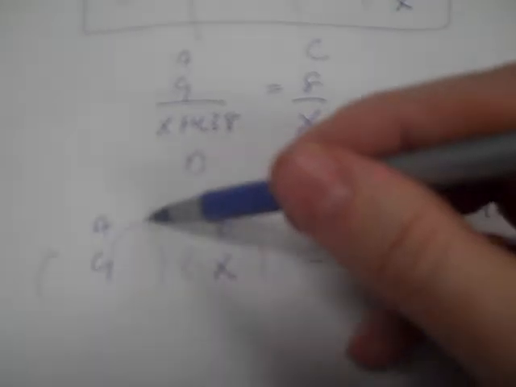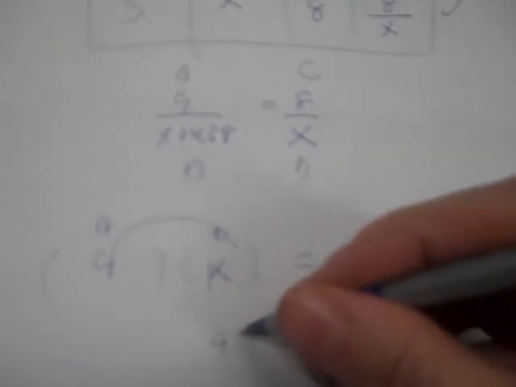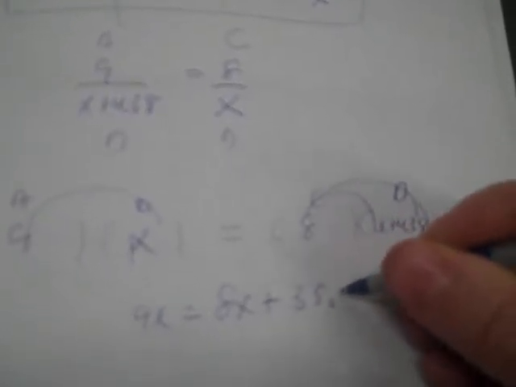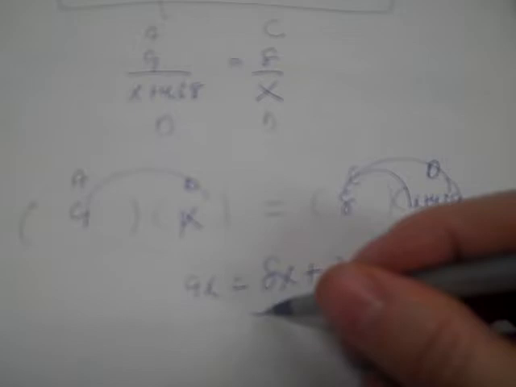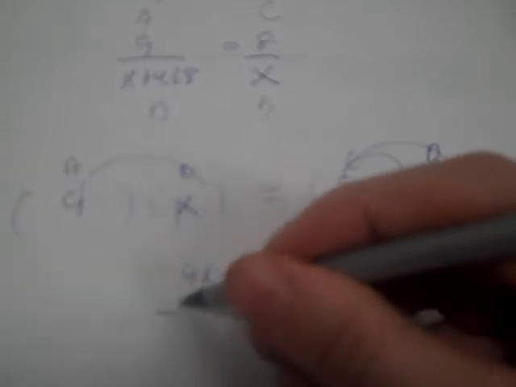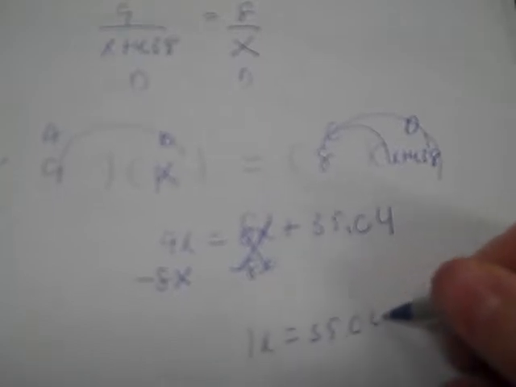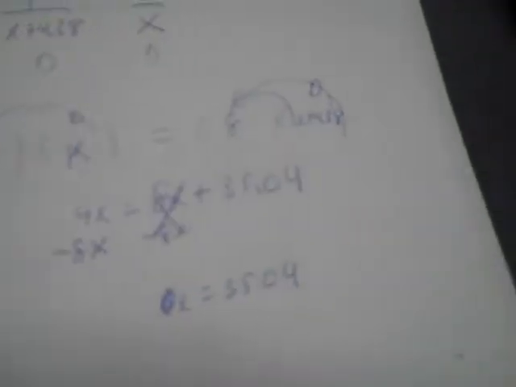Again, so 9 times x is equal to 8 times 1x plus 4.38. Okay, so I multiply that. That's just 9x. The other side's 8x plus 35.04. Now we collect the x's to one side. That's 1x equals 35.04. Now, I really don't need to divide by 1, but that is not the hours.